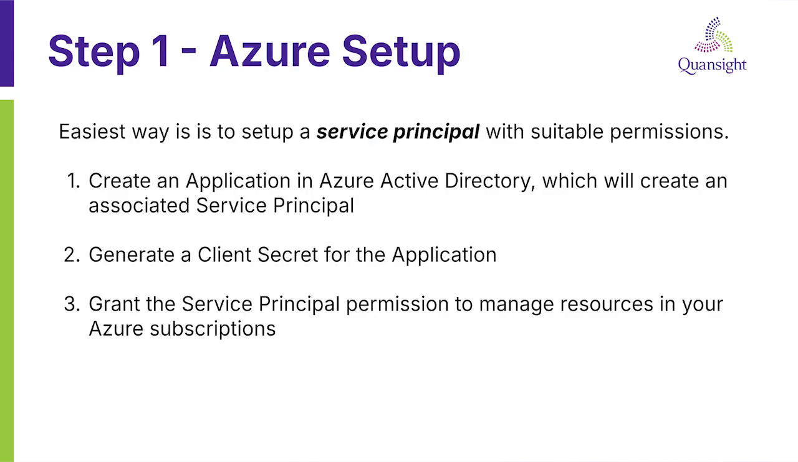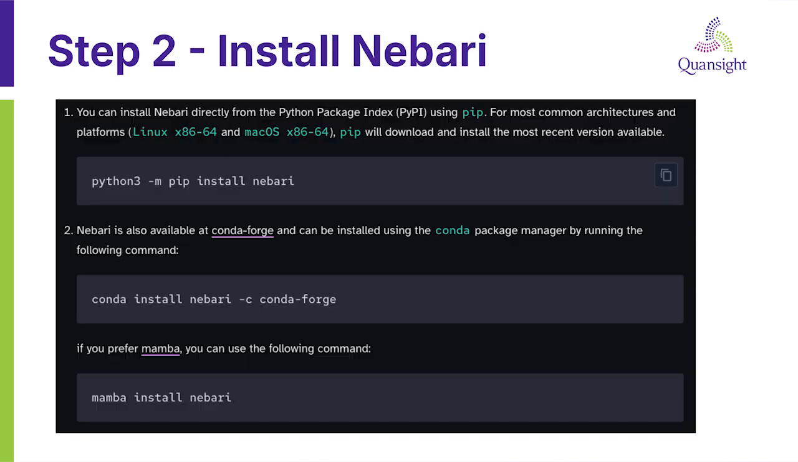Now, going through some of the details, we're first going to set up the service principal, so we'll create an app, and then we'll create a secret for the app, and then we'll grant that service principal permissions to manage resources on your Azure subscription. This is what you'll do in Azure, and then locally you'll install Nabari on your laptop. You do pip install, conda install, pixi install, whatever you need. It's a pure Python package, and it'll install.